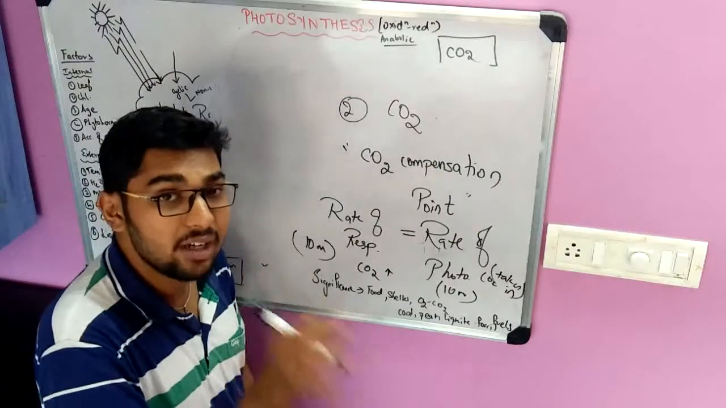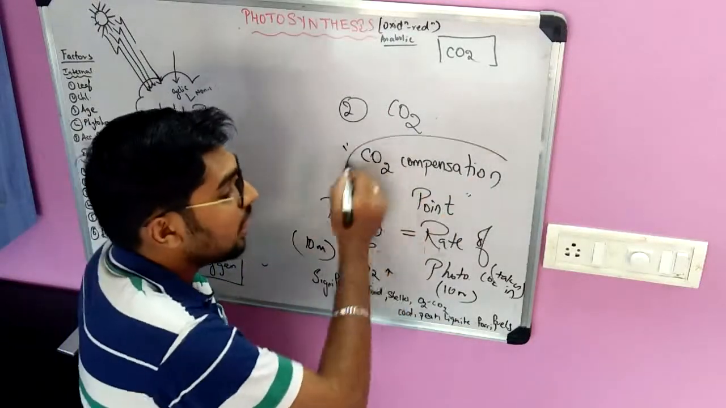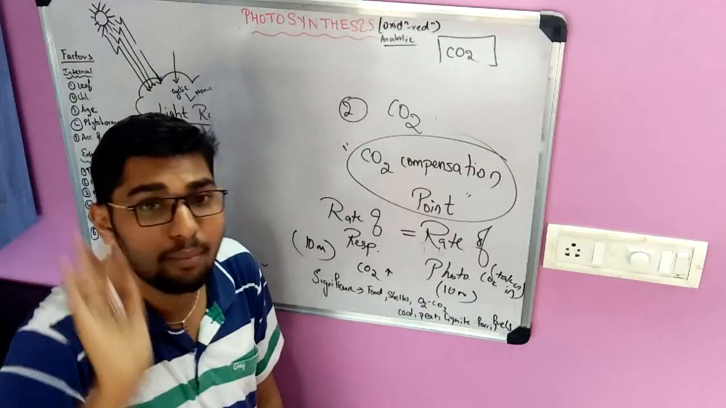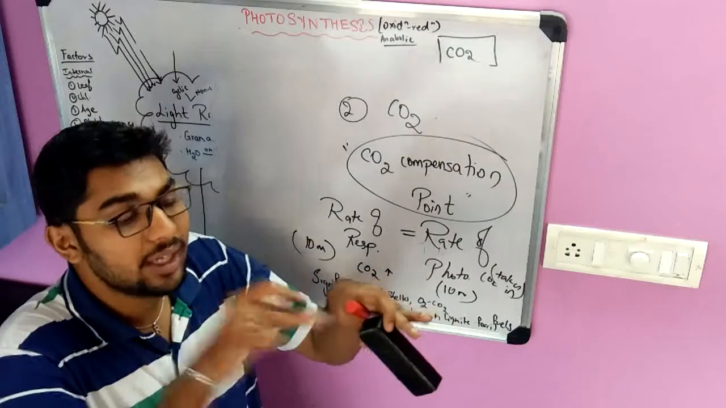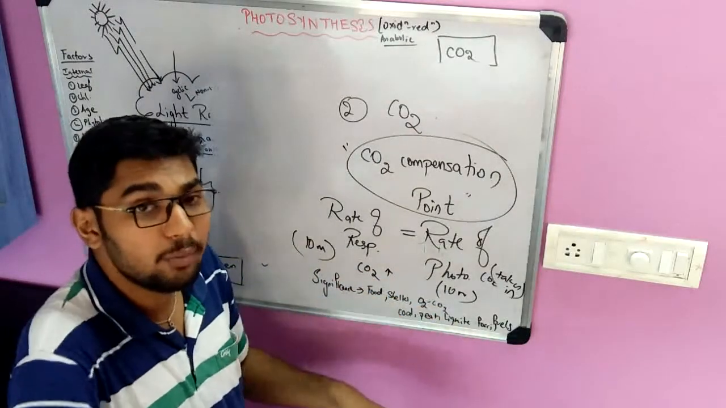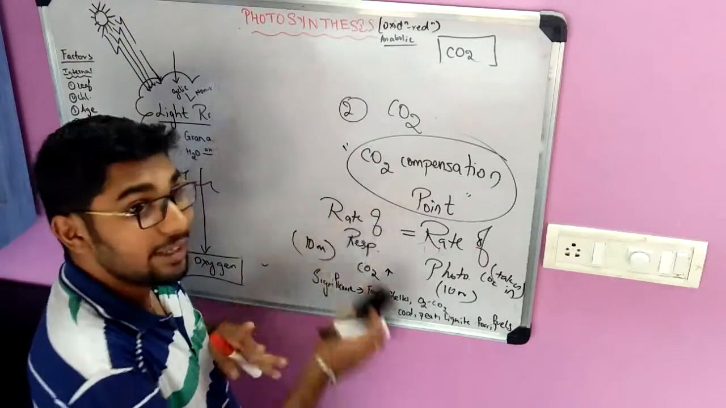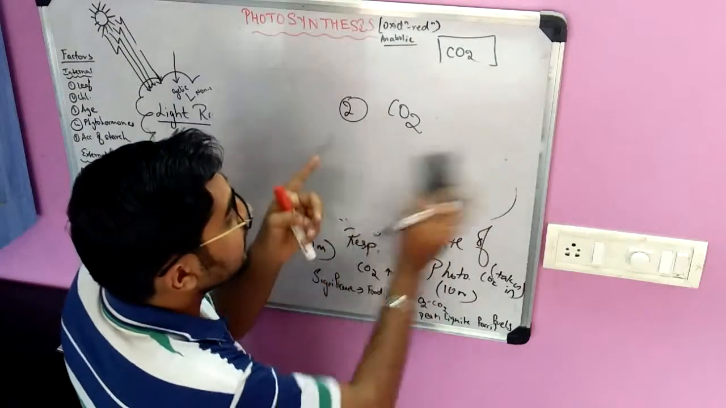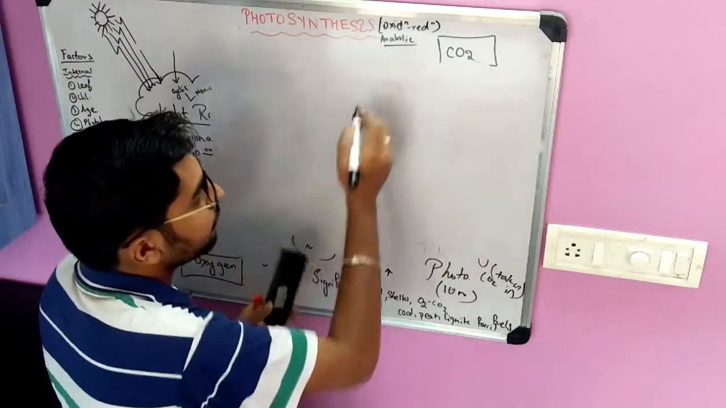At this concentration of carbon dioxide, called the carbon dioxide compensation point, the rate of respiration will be equal to the rate of photosynthesis. Further, no more net photosynthesis will take place. This is a very important point, the carbon dioxide compensation point. This is about carbon dioxide. So the next thing is temperature.